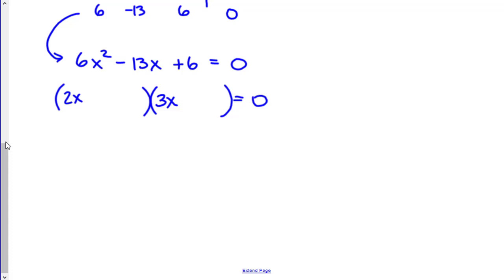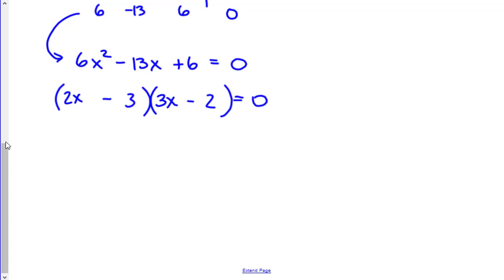And then for the others, I think I'll just try 3 and 2, see what happens. Hopefully I will get lucky. So 3 times 3 would be 9, 2 times 2 would be 4. Actually, that works out perfect. I did get lucky here. So we've got to make sure they multiply to positive 6 and add to -13. So there's the remaining zeros.